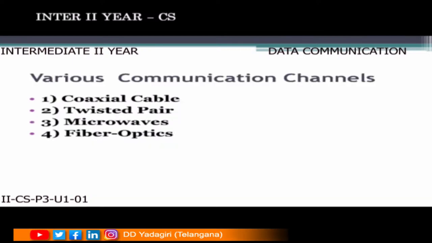Coming to next topic, various communication channels. There are four types of communication channels. First is coaxial cable, second twisted pair, third microwaves, fourth fiber optics.